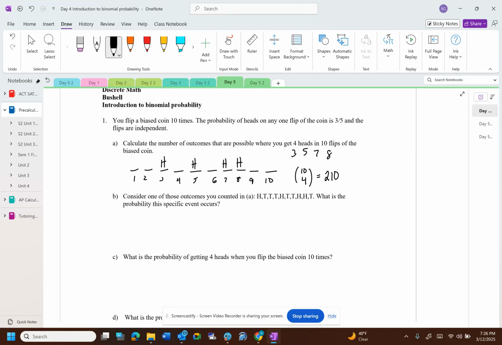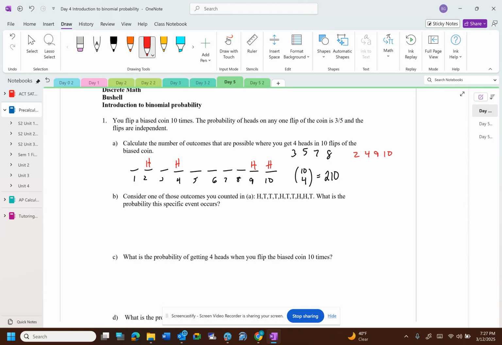Of course, I could have gotten a different set of numbers. If I erase these and put a different set, I could have gotten heads on 2, heads on 4, heads on 9, and heads on 10. Well, that's 2, 4, 9, and 10. I don't care what order I pick those numbers in either. All right, that doesn't matter. But again, it just matters I pick those 4. Okay, so there's 10 choose 4 ways to do that.